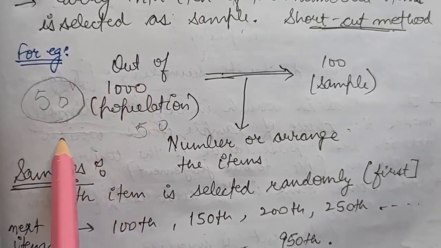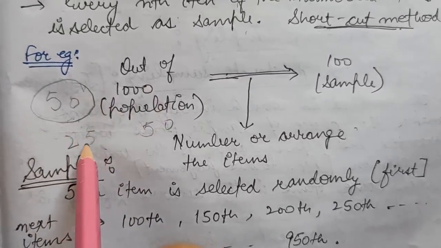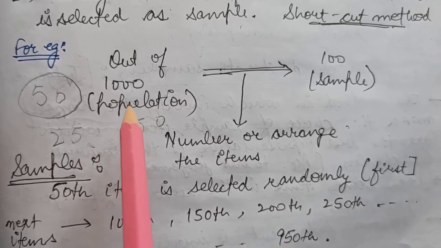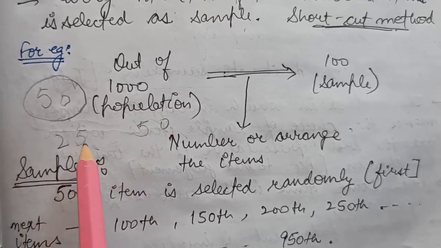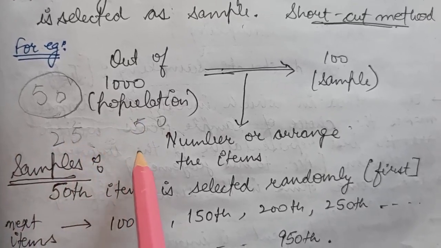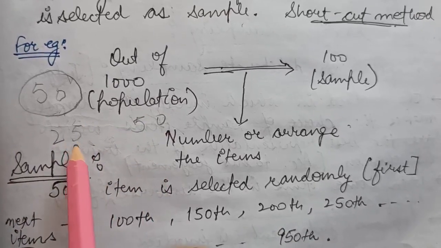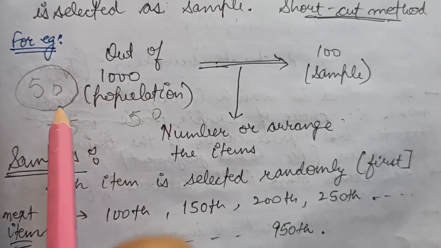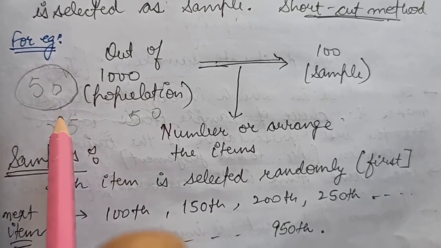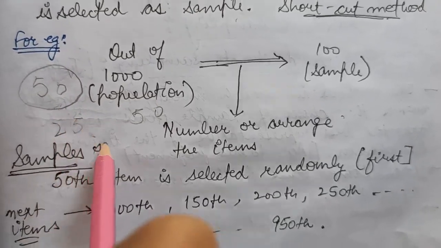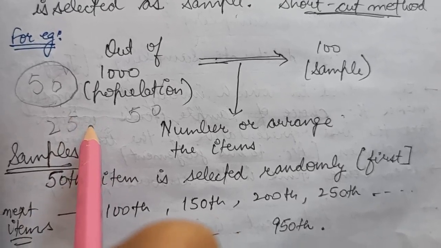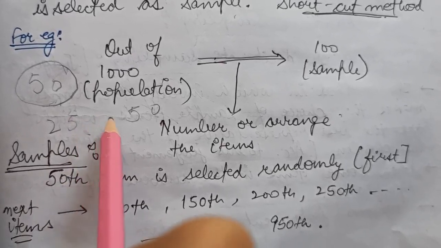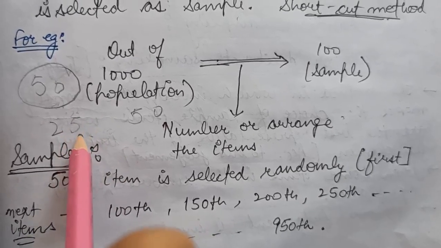Similarly, you may choose the 25th item firstly, then the second item will be the 50th item, after that the 75th item, that is, the difference of 25 will be maintained, and the further samples will be taken out according to the first randomly selected item. So this was systematic sampling, and a thing to be noticed here is that in this type of sampling every item in the population does not get an equal chance of being selected, because only the first item is selected on the basis of random sampling.